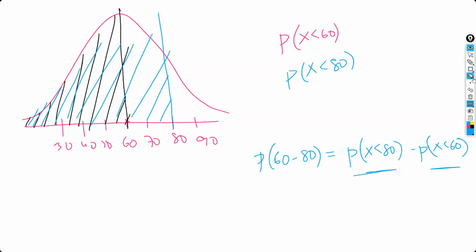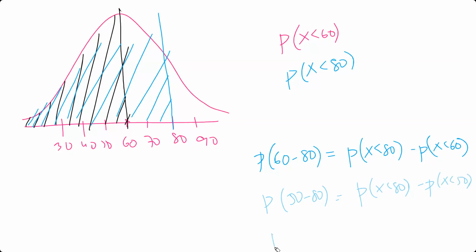Now tell me, what is the area between 50 to 80? I mean area or probability, both are the same, guys. What is the answer? Probability of x less than 80 minus probability of x less than 50.